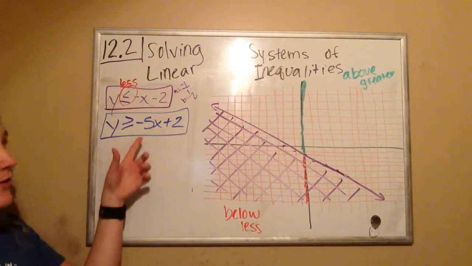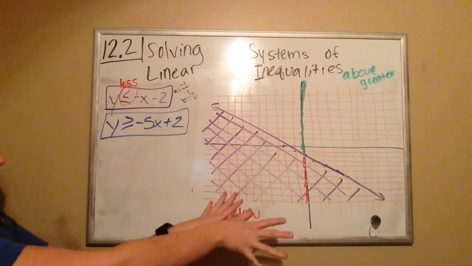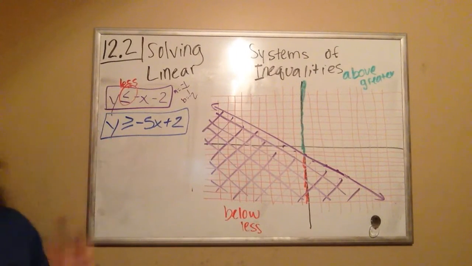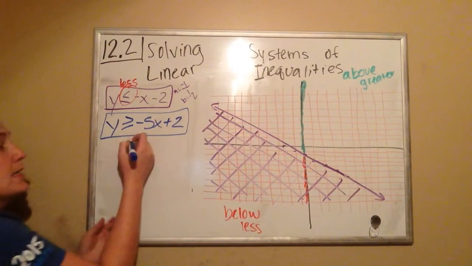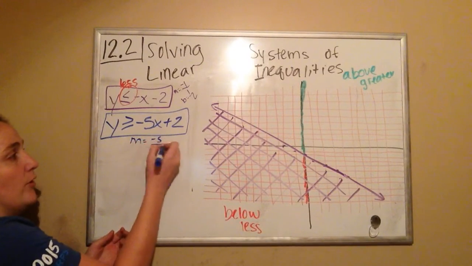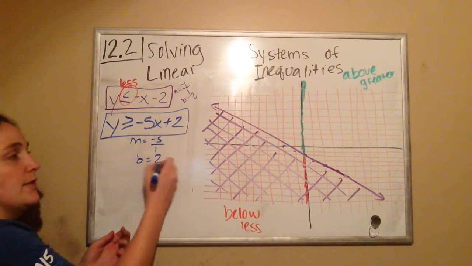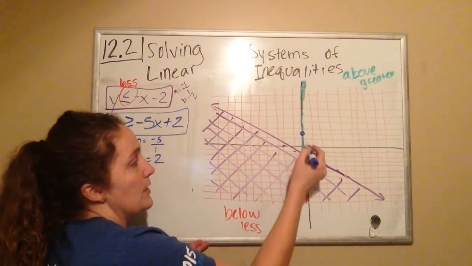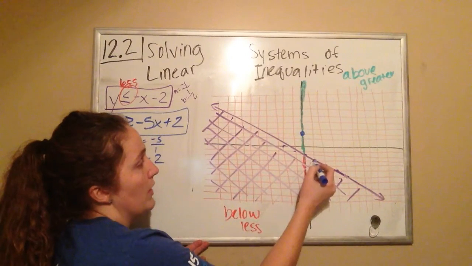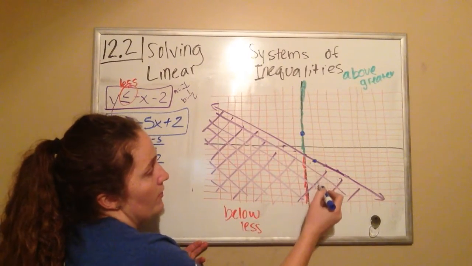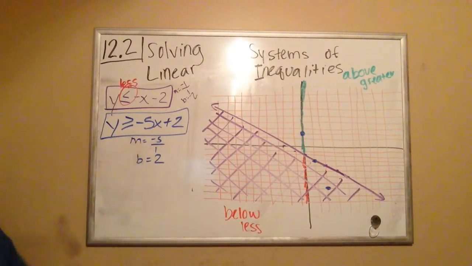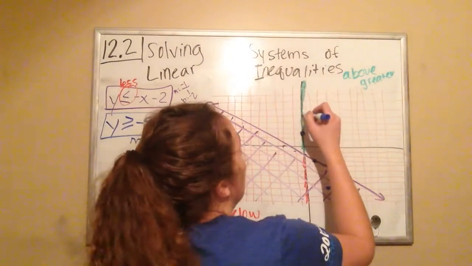Alright, and then we're going to graph the second inequality on this exact same graph, but now we're in blue because that's my second color, my second equation in blue. So here, my slope is negative 5 over 1, and my y-intercept is 2. So to graph that, I go to 2, and my slope is negative 5 over 1. Okay, since it has a line underneath it, it's greater than or equal to, it's going to be a solid line.